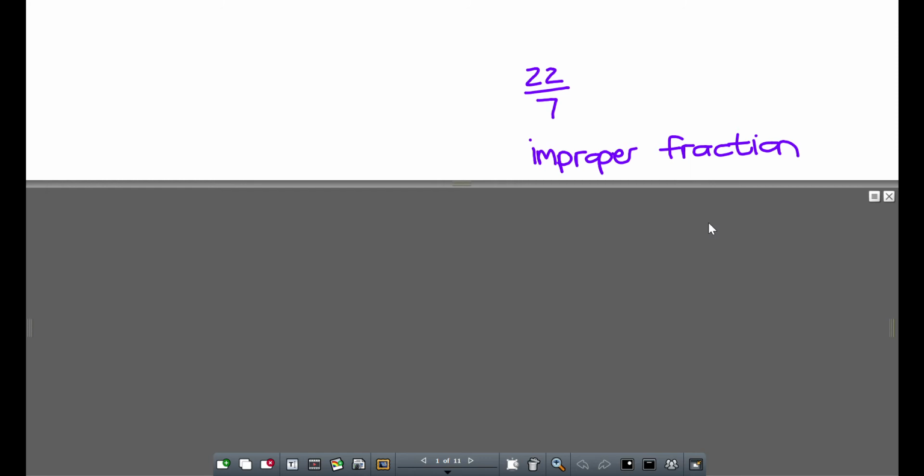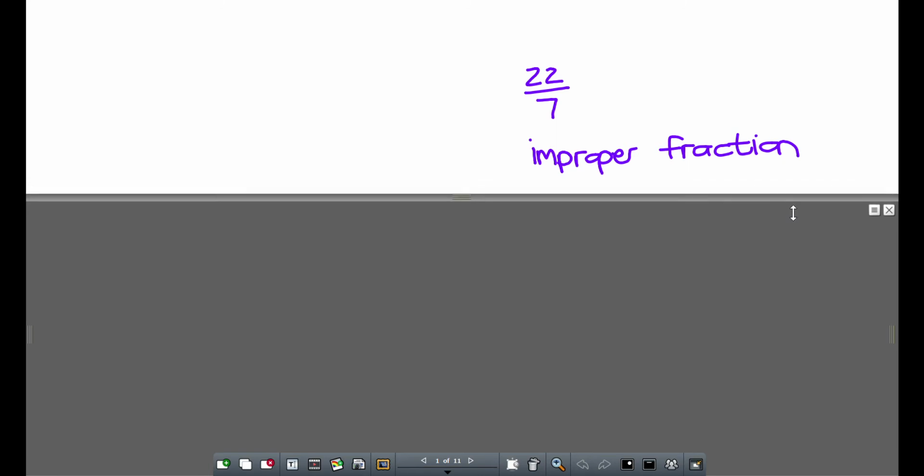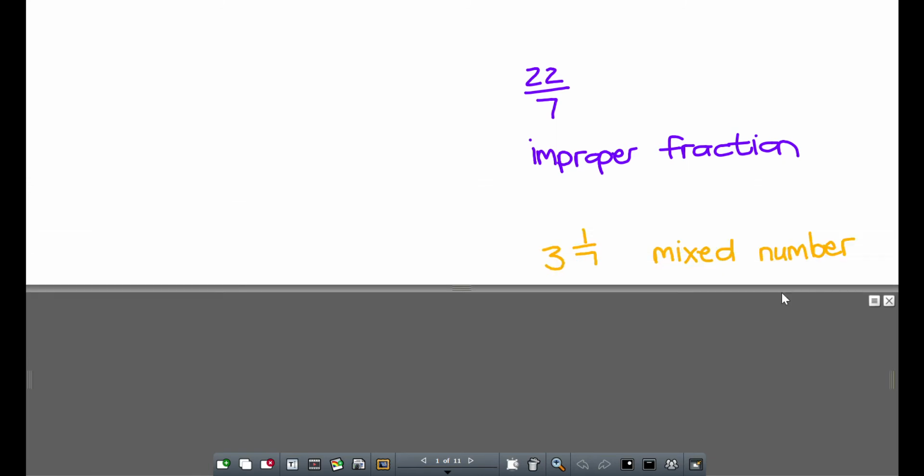Right, so the first one, this chapter 3 was on common fractions. So if I were to give you 22 over 7, that is called an improper fraction because the numerator is bigger than the denominator. Okay? Then the next one is if I were to give you 3 and 1 over 7, we call that a mixed number. Now a mixed number consists of a whole number and a fraction.